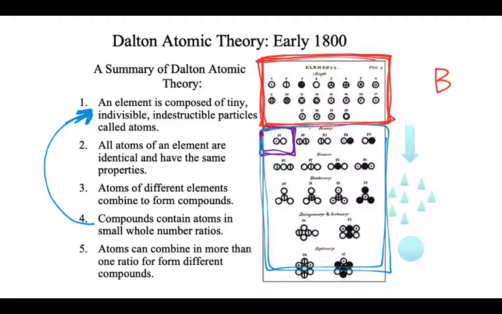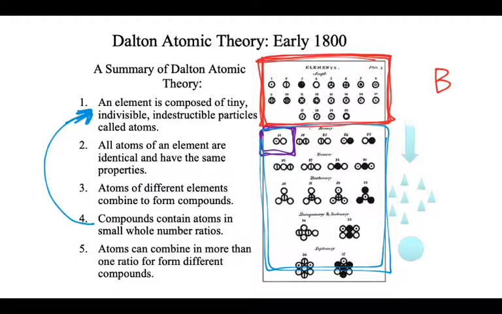From Rule 1, we know 4 is probably true. We can combine to make larger compounds. They must combine in whole number ratios. How do I know they must combine in whole number ratios? Rule 1, they're indestructible. I can't break them apart. So it's kind of a necessary piece based off of Rule 1.